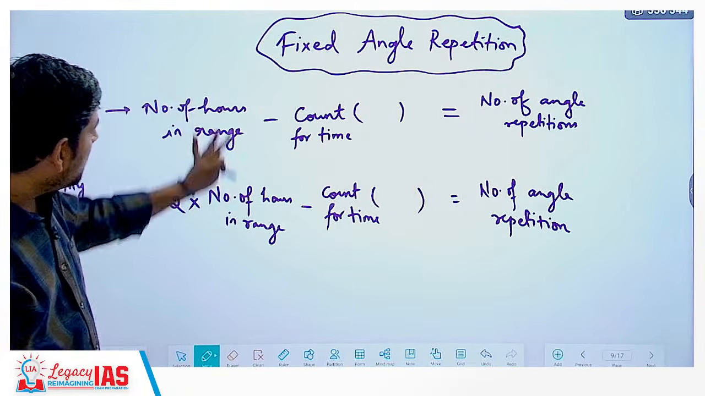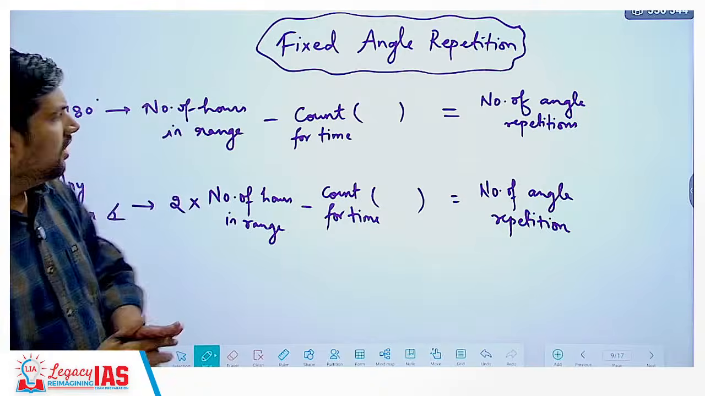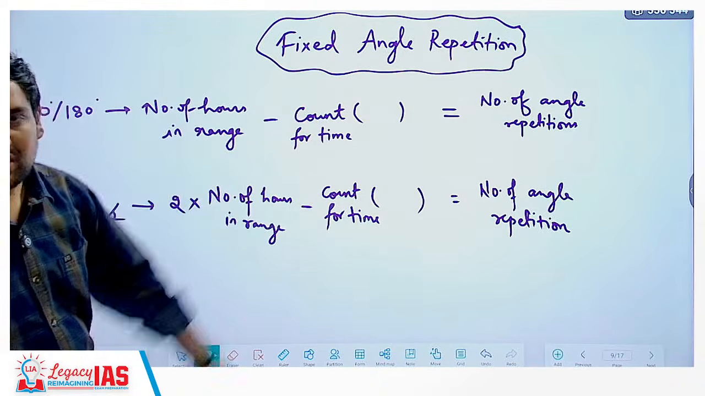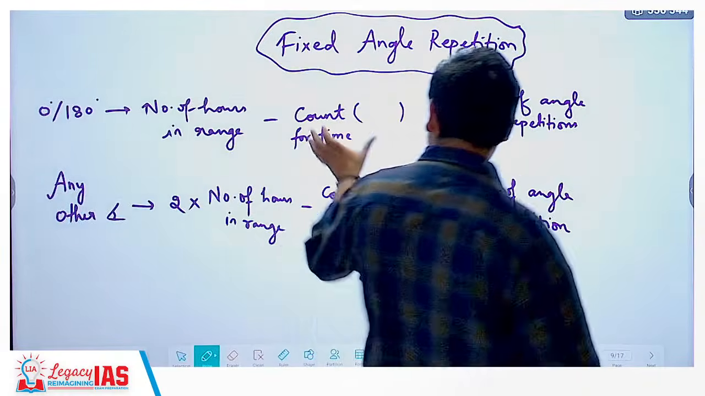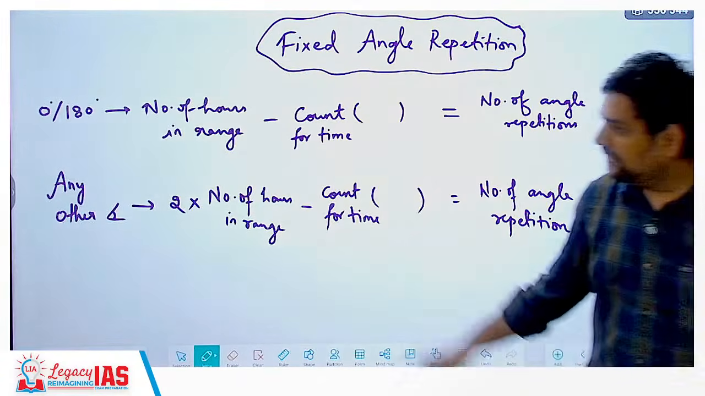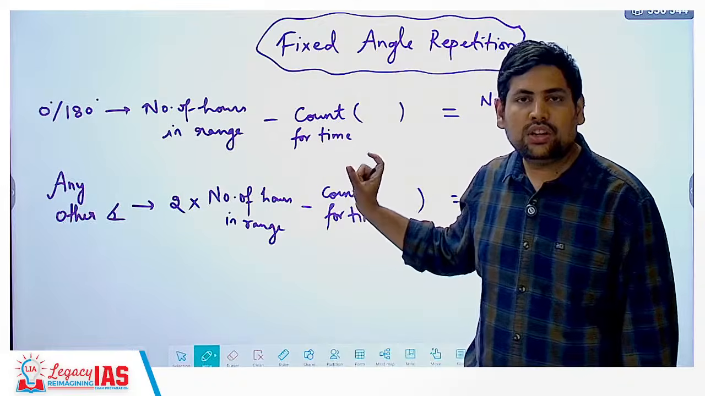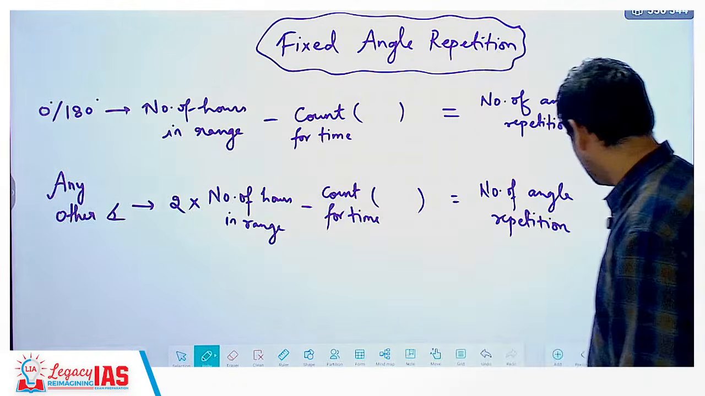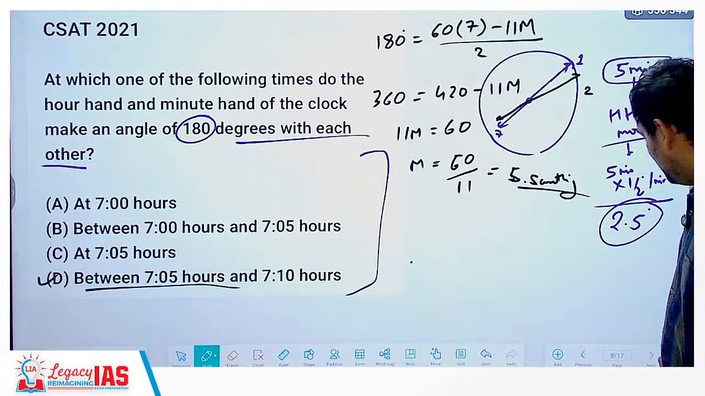That's why you only have to take the number of hours in the range, minus the count for the exact times where they form that angle perfectly. For example, why are we doing something like this?